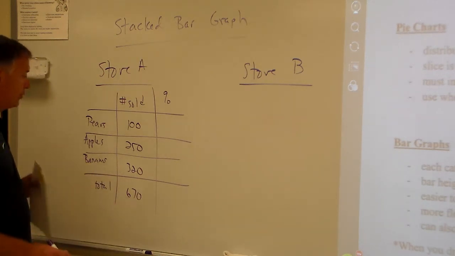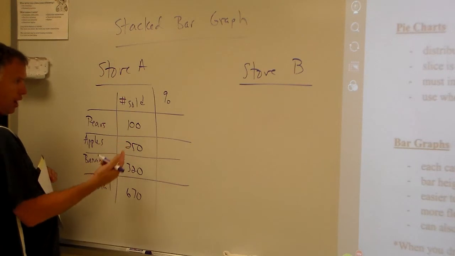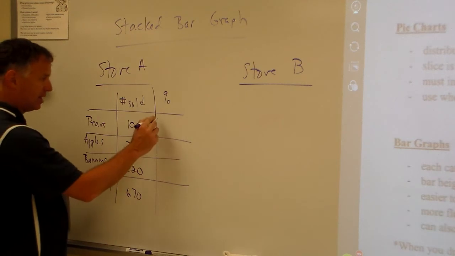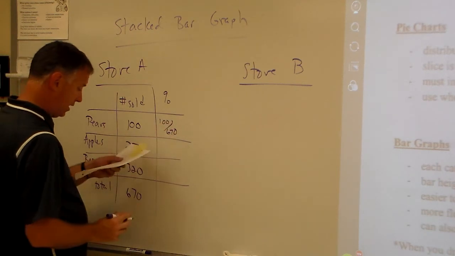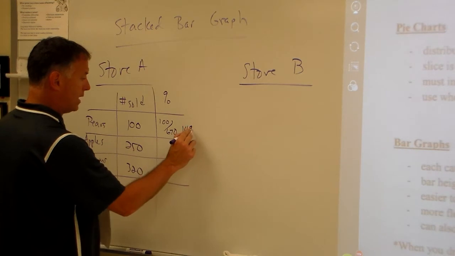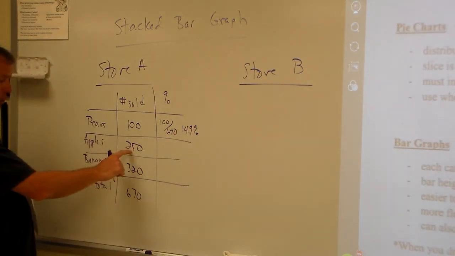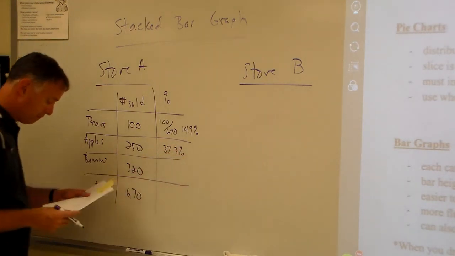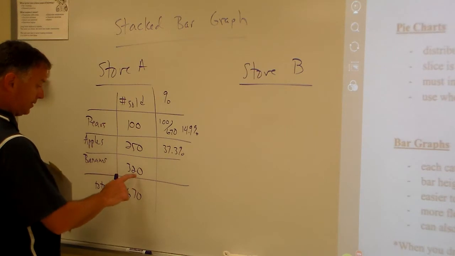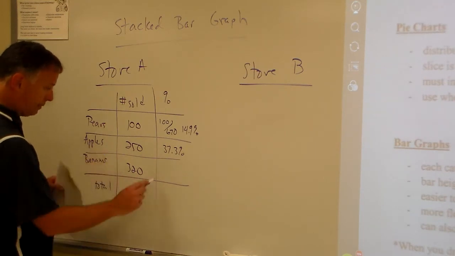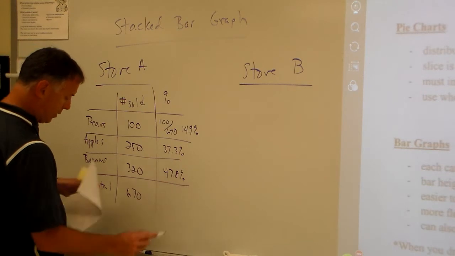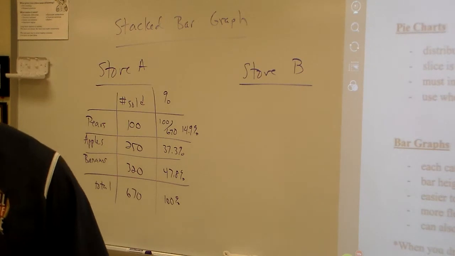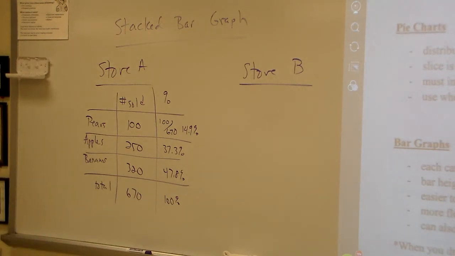And if I were doing a percentage, I want to know what percent of the fruit sold were pears. I would take 100 divided by 670, and that's going to give me about 14.9%. Then I take 250 divided by 670, and that's 37.3%. And then the bananas, 320 divided by 670, that's 47.8%. Now we know that those should all add up to be 100%. So we're looking at these two stores and the fruit that they sell.